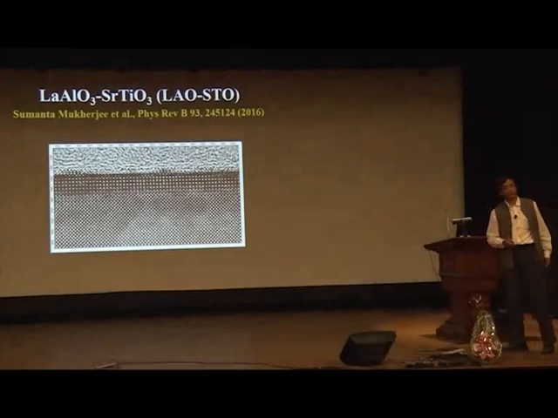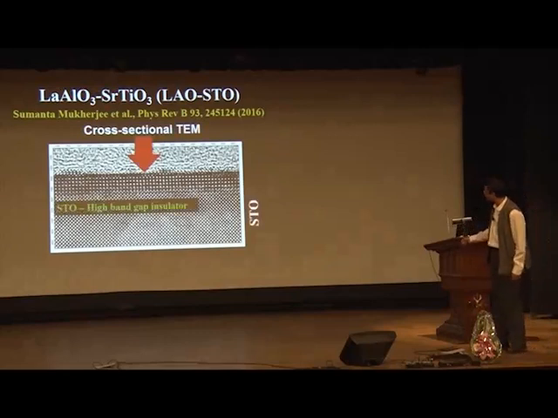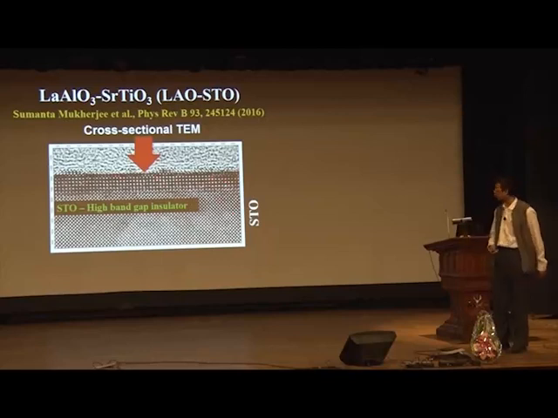So this is the structure that I talked about: lanthanum aluminate strontium titanate. This is a cross-sectional TEM that I mentioned, where this part is the strontium titanate. You can see this is the strontium titanate part, and then there are 6 layers of lanthanum aluminate that have been grown on top.